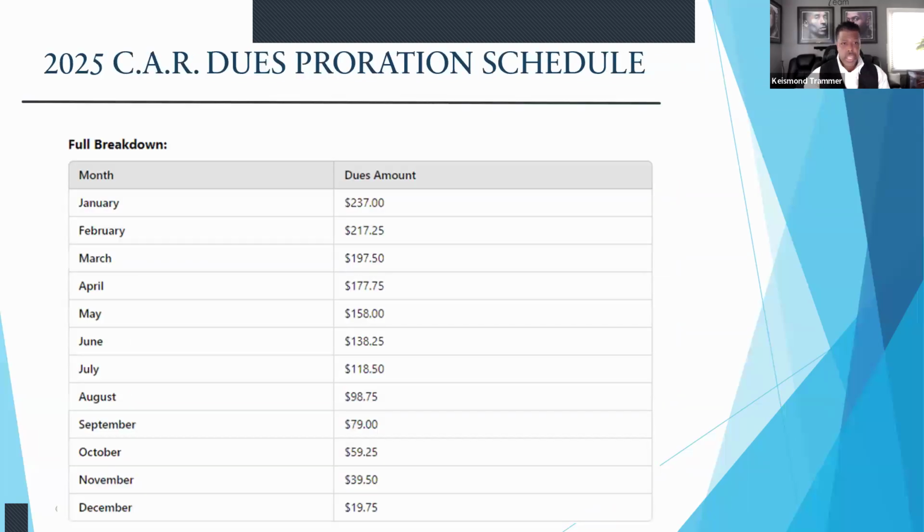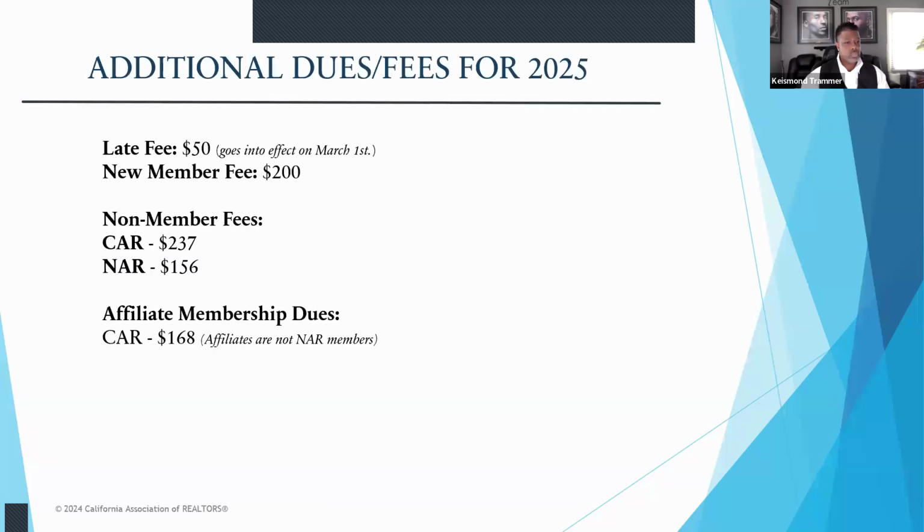As you know, C.A.R. has increased the dues by $6. So as you prepare to update your systems with the 2025 dues prorations, please make sure that your system contains the following dues amount for 2025. Also, please make sure your vendors have the updated information as well. So when they are updating your system, they are using the current dues information. Next screen.